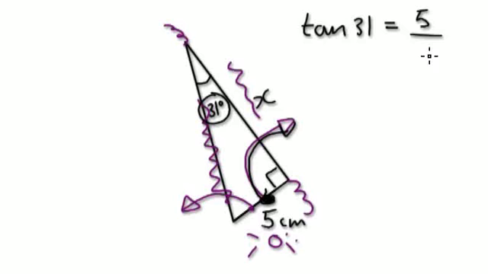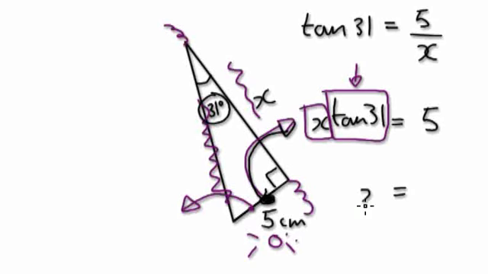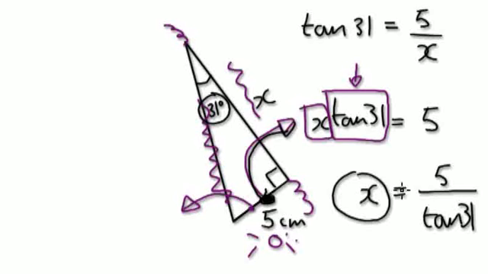And the adjacent would be x. So we want to get x on its own. Times both sides by x. So tan 31, 5 here, and then divide both sides by tan 31. Okay, divide both sides by tan 31. So it would be x here, and take the 5 down, divided by tan 31. So that would be your final answer. x equals this. Okay?